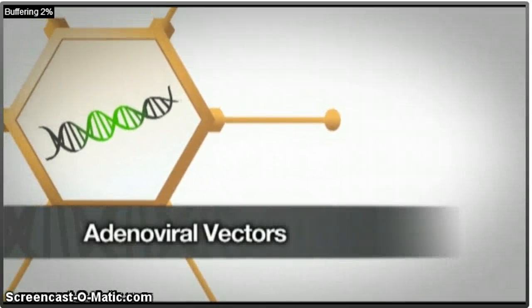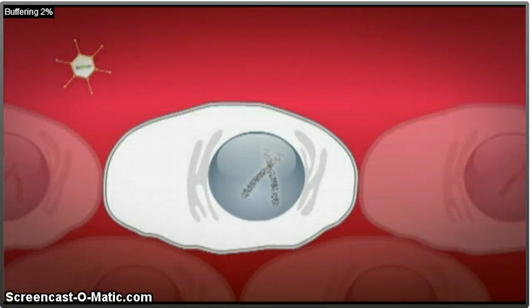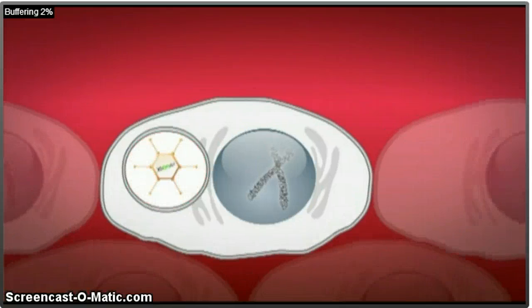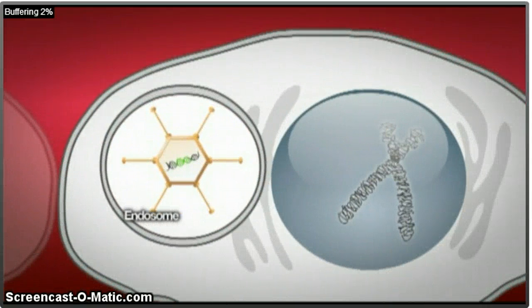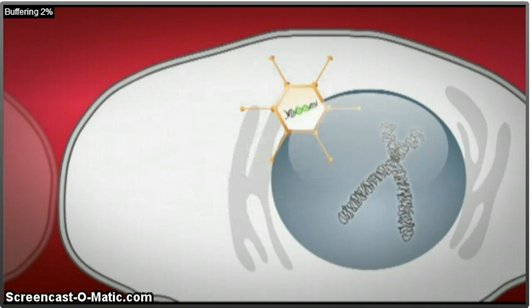Adenoviruses are viruses with double-stranded DNA genome. After contacting the cell, the adenoviral vector enters in vesicles or endosomes by a process called endocytosis. After being released from the endosome, the adenoviral vector DNA enters the cell nucleus where it remains in an extrachromosomal form.